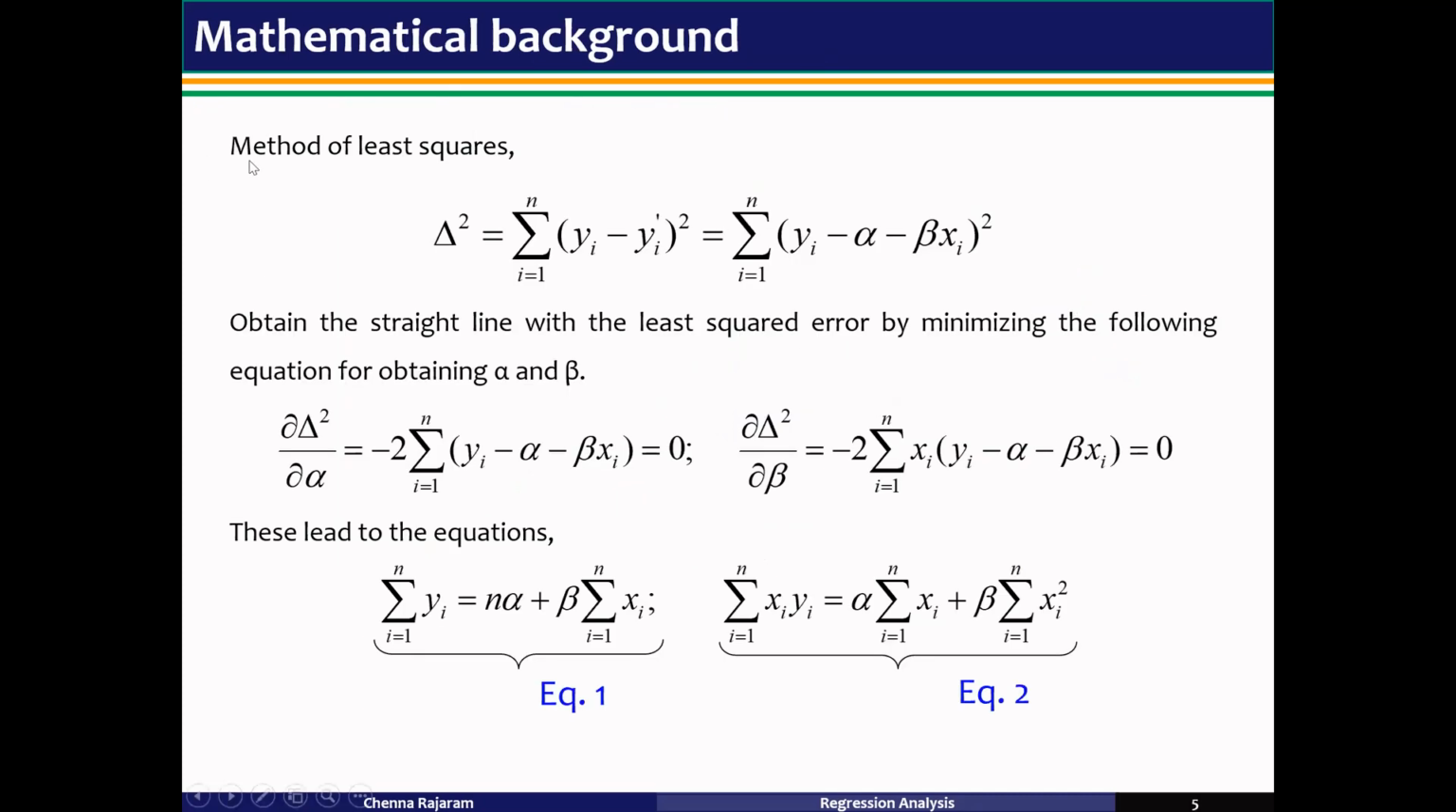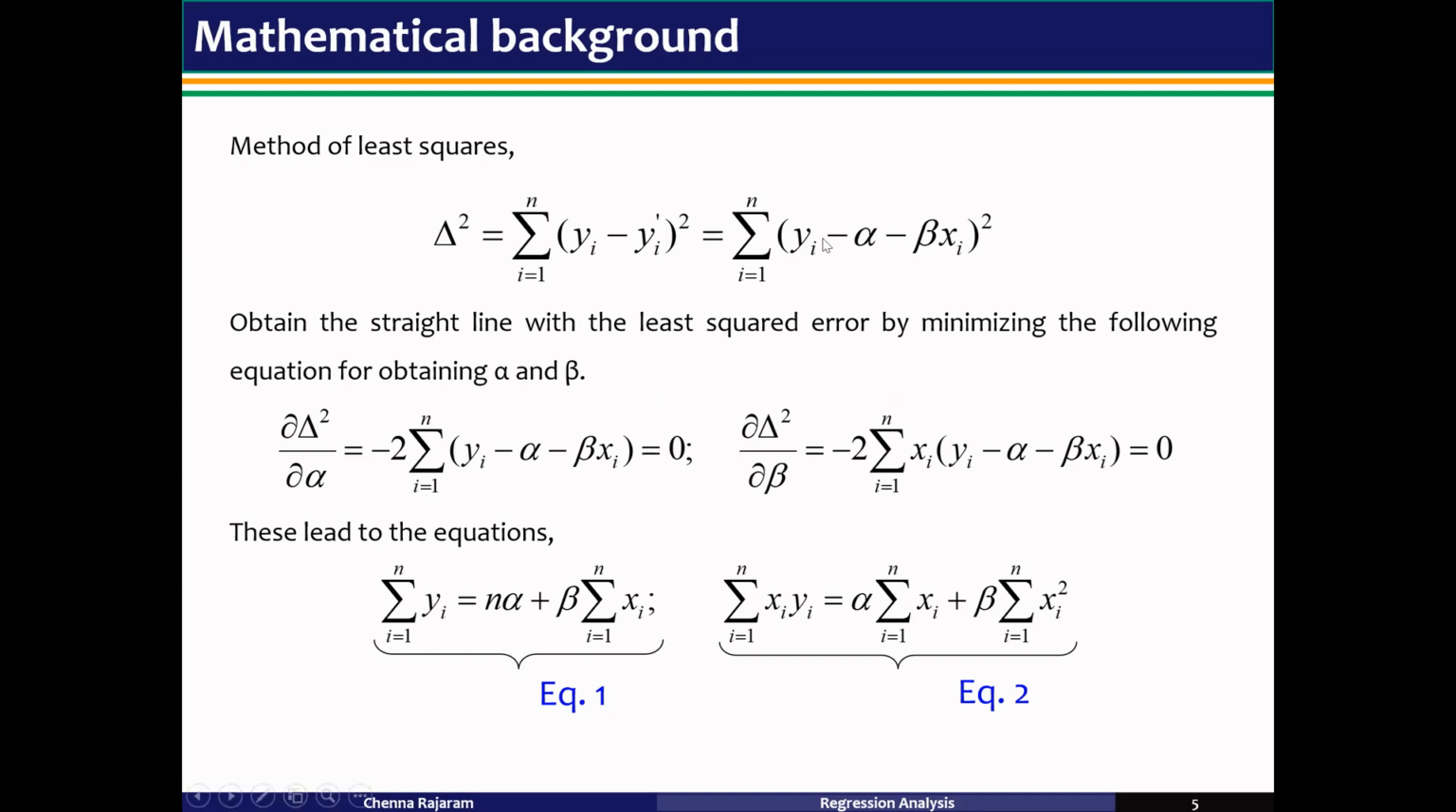In the mathematical background, using the method of least squares, delta square is equal to sigma i is equal to 1 to n, yi minus yi prime whole square, which is equal to sigma i is equal to 1 to n, yi minus, as we know that yi prime is equal to alpha plus beta xi. So substitute in place of yi prime, then we'll obtain this equation. Obtain the straight line with the least squared error by minimizing the following equation for obtaining alpha and beta.